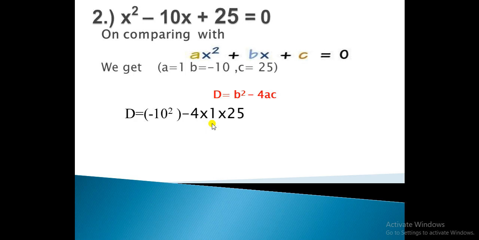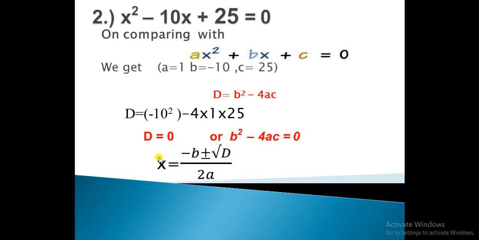We get 100 minus 100. What will be the value of d here? 0. So in this case we have discriminant equal to 0. Now when the discriminant is 0, what is the nature of the roots? So let us find the roots for that. Again, the quadratic formula we will use.